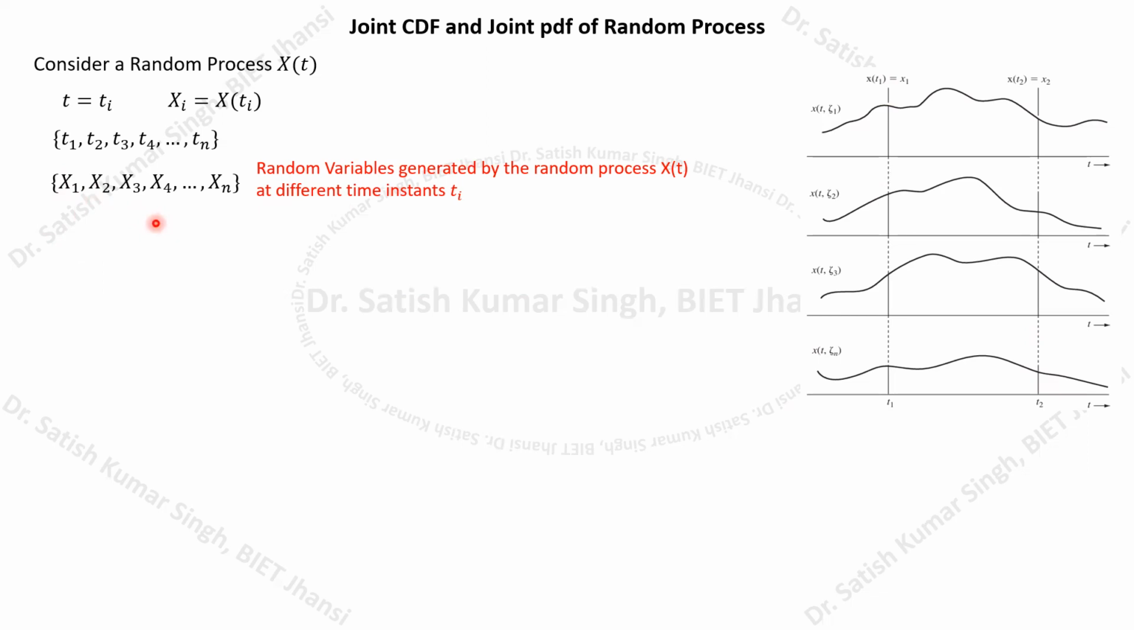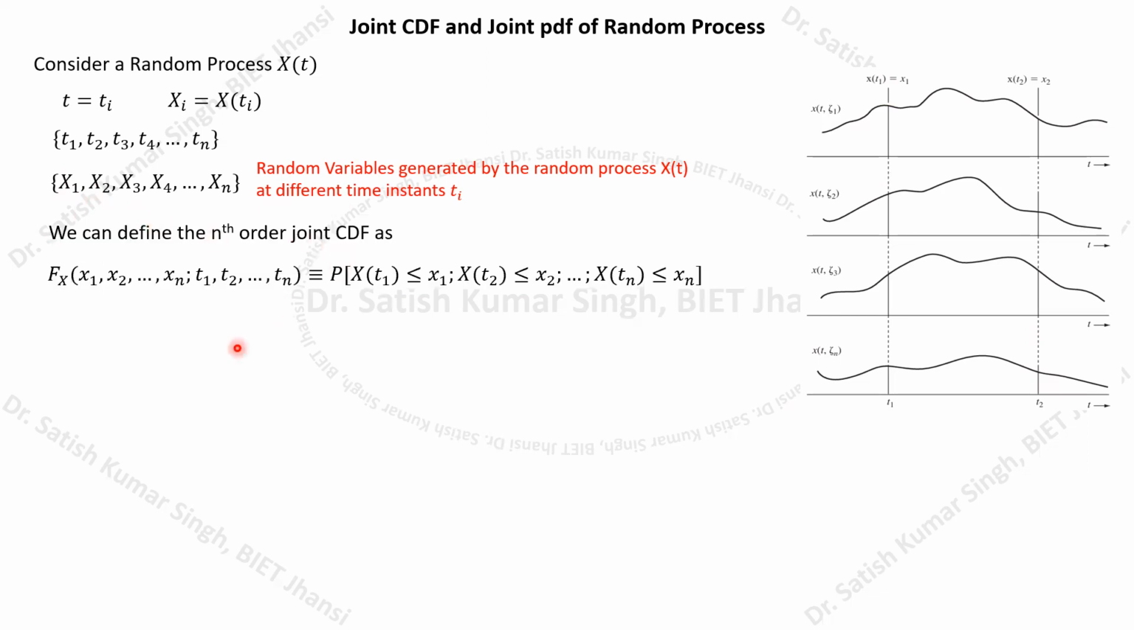Now we can define the nth order joint CDF, the cumulative distribution function, for this random process X(t). If it is an nth order joint CDF, it will be written as F capital X, in brackets x1, x2, up to xn, then at t1, t2, up to tn.